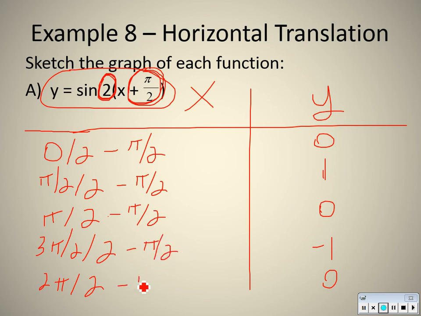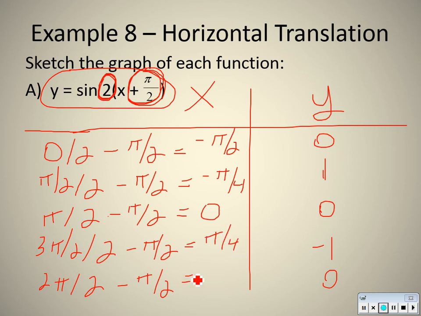So when I do this, I have 0 divided by 2 is 0, minus pi over 2 is negative pi over 2. Here I have pi over 2 divided by 2 is pi over 4, minus pi over 2 is negative pi over 4. Next I have pi divided by 2 is pi over 2, minus pi over 2 is 0. Here I have 3 pi over 2 divided by 2 is 3 pi over 4, minus pi over 2 is pi over 4. And then finally 2 pi divided by 2 is pi, minus pi over 2 would be pi over 2. So there's the table of values that you get.